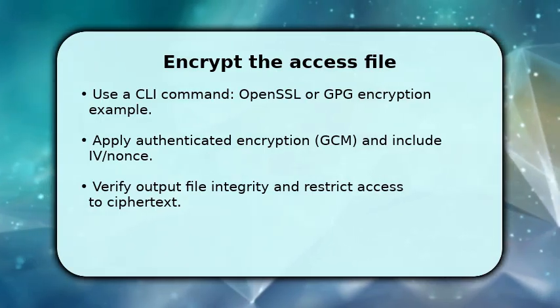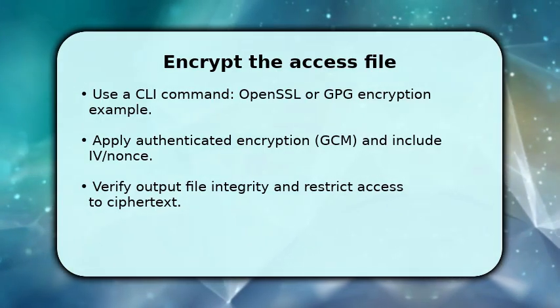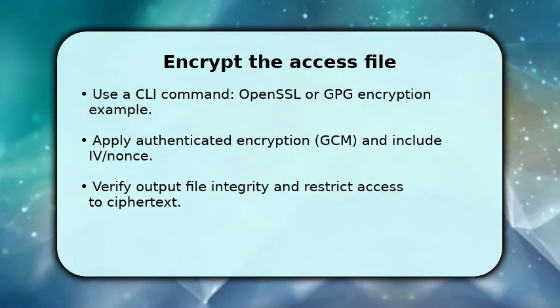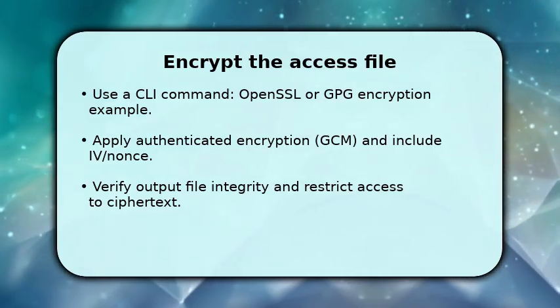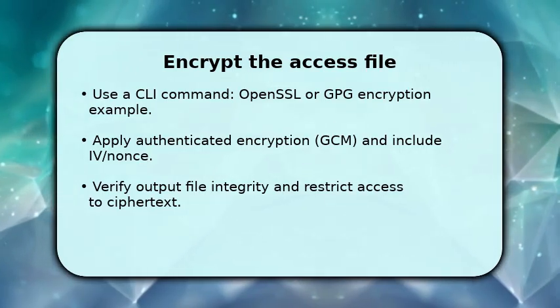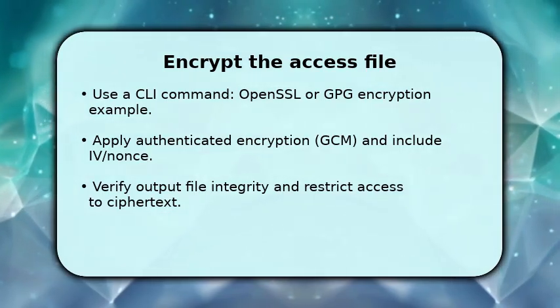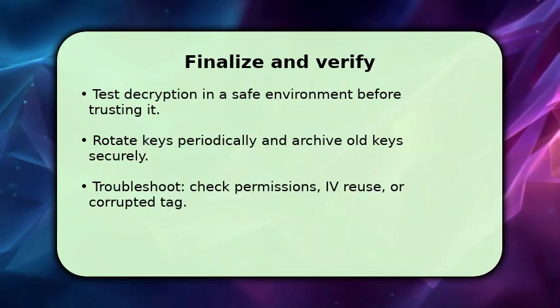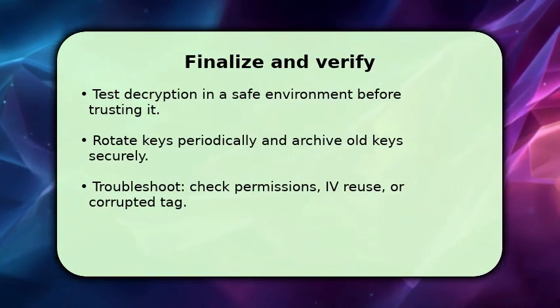After encryption, confirm the ciphertext size and file hash match expectations. This helps detect mistakes. Finally, remove the unencrypted copy. Finish by testing decryption immediately using the stored key or KMS permission to ensure the access file recovers correctly.